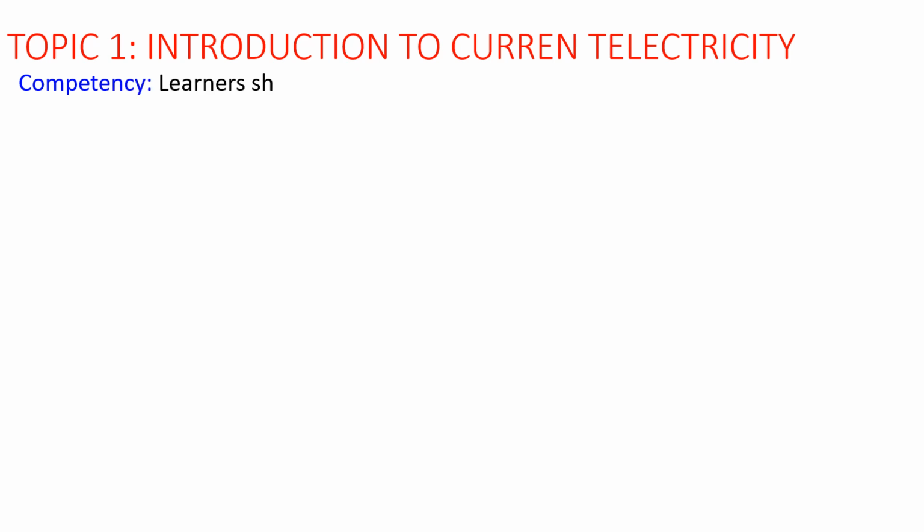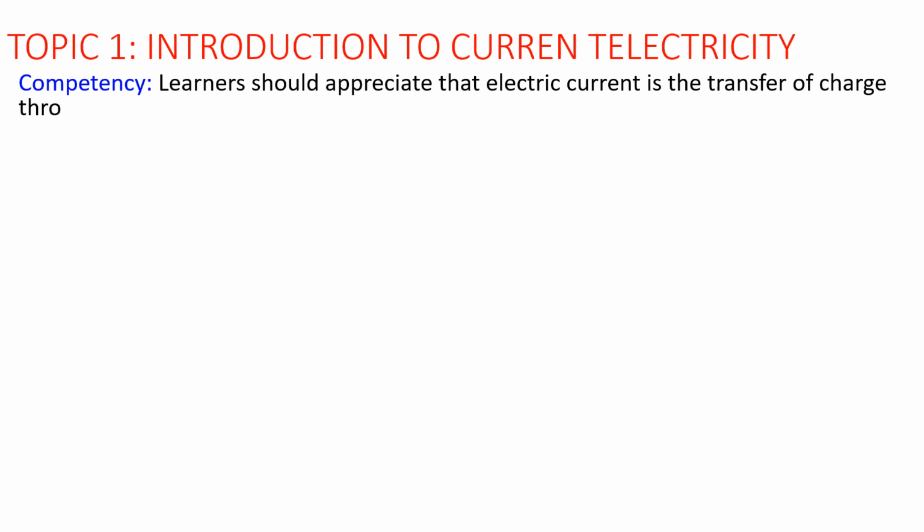So the competency is: learners should appreciate that electric current is the transfer of charge through a conductor, either by electrons or by ions. So we need to appreciate that throughout this discussion. We should now understand that what brings electric current is actually the flow of charge through a conductor. So as the charge is flowing through a conductor for a given time, that constitutes what we call current electricity, and this charge can be an electron or an ion.